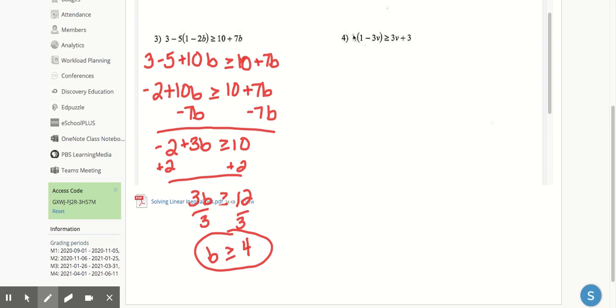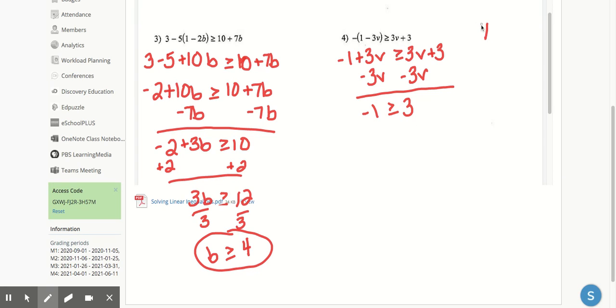Okay, over here in question 4, I'm going to distribute my negative here. So that's going to be a negative 1 plus 3v is greater than or equal to 3v plus 3. So here, what's going to happen is I'm going to move this 3v over. But when I do that, 3v minus 3v is 0. So I end up with negative 1 is greater than or equal to 3. So at this point, I have no variables left. And anytime that happens, where all of your variable terms cancel like they did here, and you just have a number and a number on either side, this is a special case.